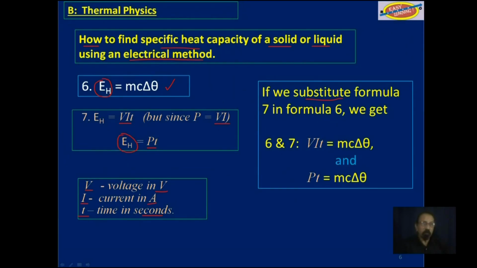So if we were to substitute Formula 7 in Formula 6, we will get these two versions here. That is to say, we take out that EH in the front there, and we put in either VIT or PT. So we have this version of that formula and this one here. Now, both of them have C there, and you would recall that C stands for specific heat capacity.